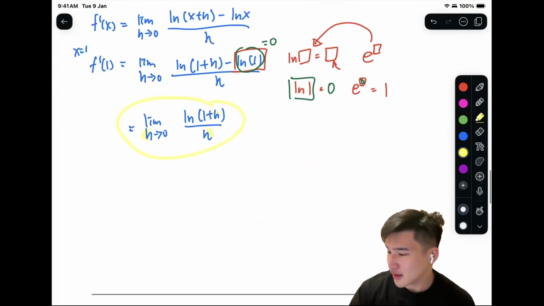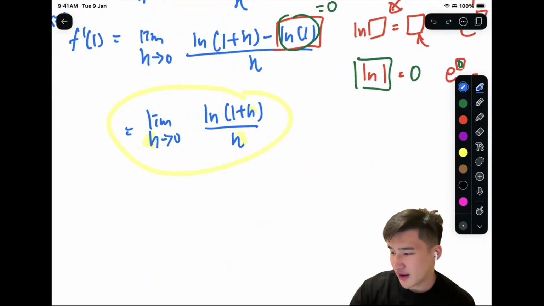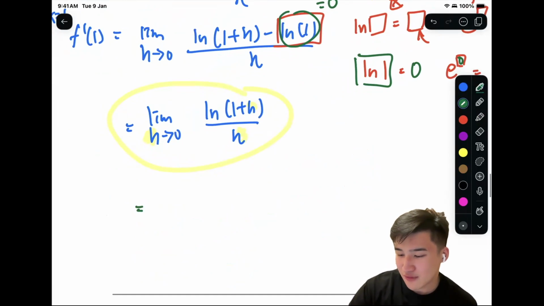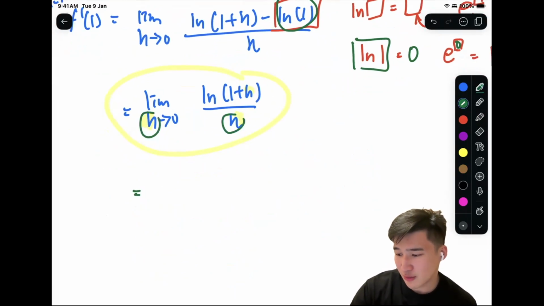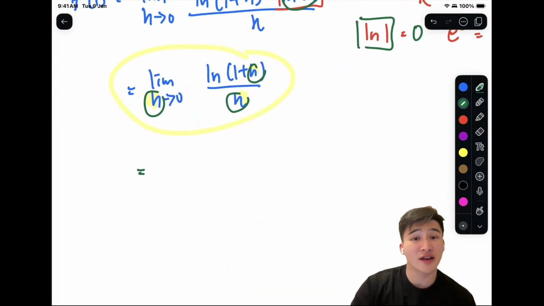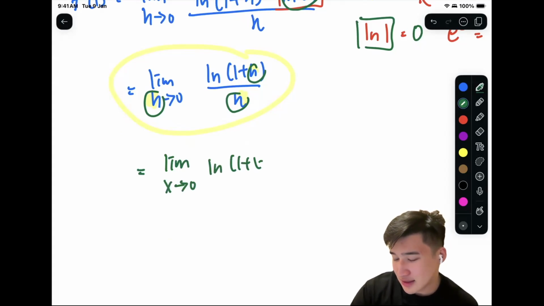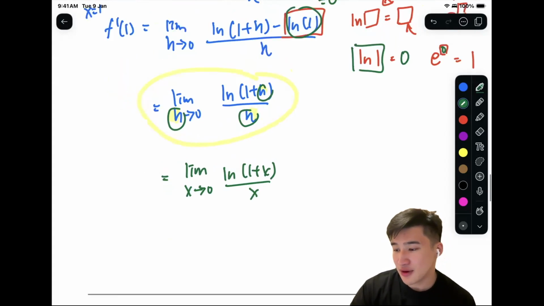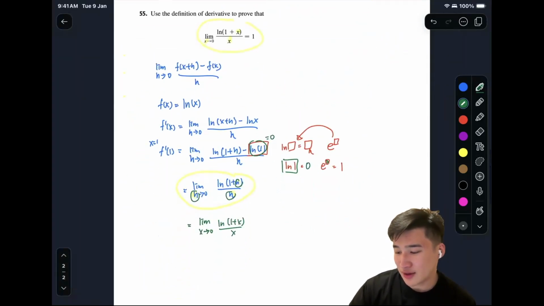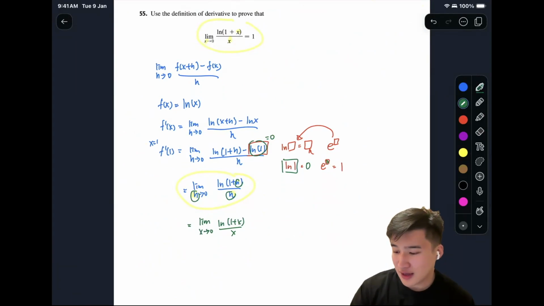Well, we don't really need to solve anything. We know that h is actually a dummy variable. The reason we call it a dummy variable is because we can just switch it to x, y, z, a, b, c, d, it doesn't matter, as long as we are simply calling it a different name. So we have the limit as x approaches 0 of natural log of (1 plus x) divided by x. So now we have the same equation as the above.